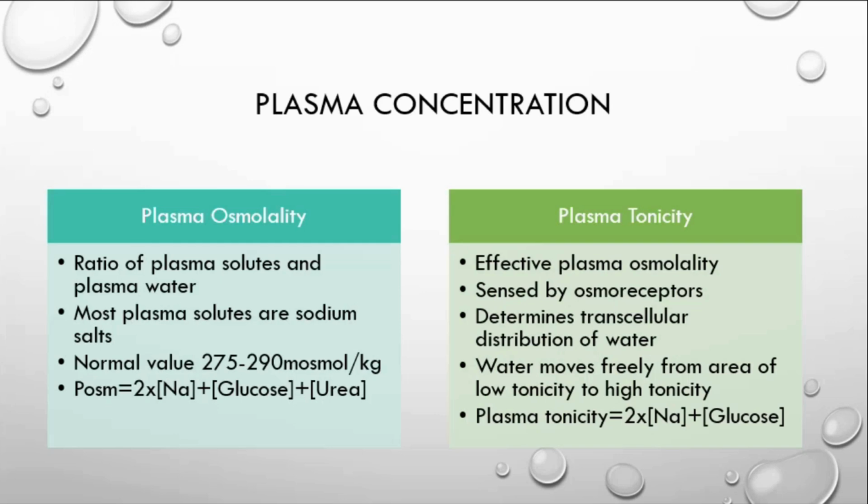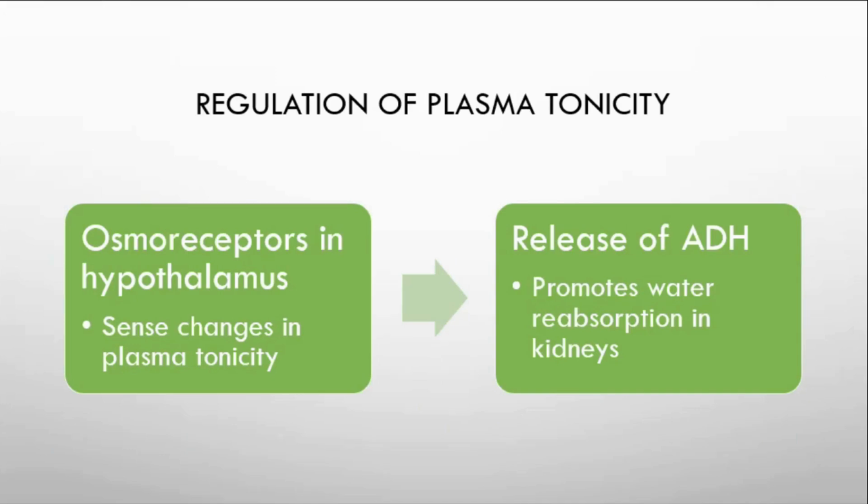Water moves from an area of low tonicity to high tonicity. The formula for tonicity doesn't include the urea. That's the difference in the calculation, because urea can move and equilibrates itself across the membrane, so it's not an effective molecule in changing the osmolality. That's why they call it the effective plasma osmolality or tonicity, which is the sodium and the glucose. For regulation, there are osmoreceptors in the hypothalamus that sense the change in plasma tonicity. That causes the release of ADH and promotes water reabsorption in the kidneys.